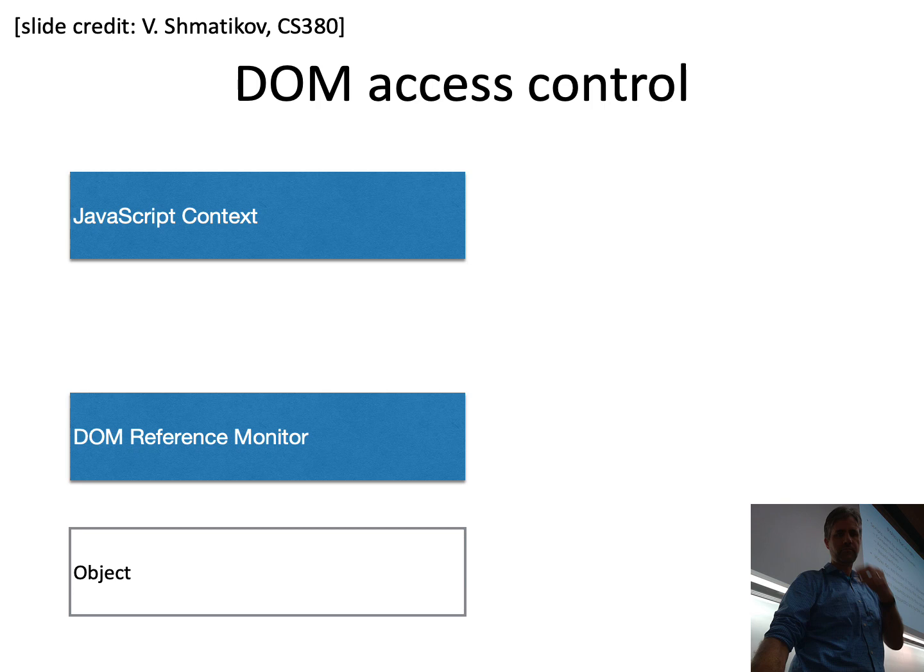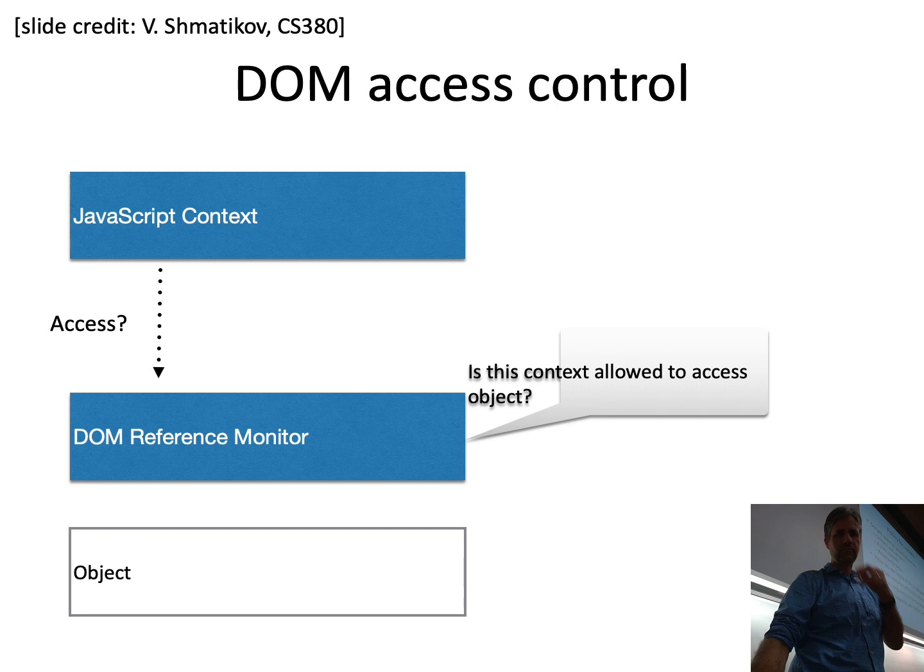Okay, so for DOM access control, we have this JavaScript context. It wants to do something. So what we have is what's called the DOM reference monitor. And you might remember we talked about reference monitors about 3 weeks ago. The idea is the reference monitor is the piece of code in the system that checks all access to see if it's correct. This is a concept that's used in operating systems. So in operating systems, the reference monitor is the piece of code that will evaluate access control lists in the file system. In the browser, it's part of the browser that will check to see, are you allowed to access this part of this particular object?